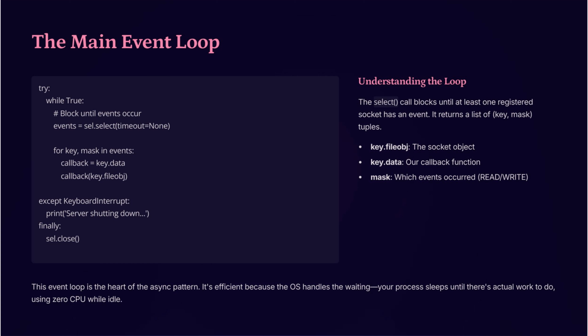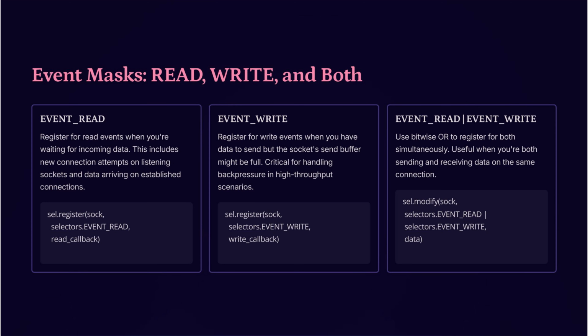The main event loop efficiently manages socket events. Using sel.select, it blocks until an event occurs, returning (key, mask) tuples. Key.fileobj is the socket, key.data is the callback, and mask indicates the event type. This asynchronous pattern minimizes central processing unit usage by letting the operating system handle waiting, activating only when work is needed.